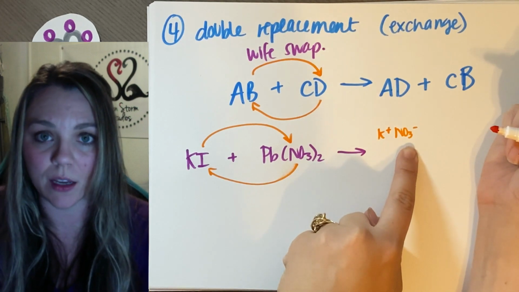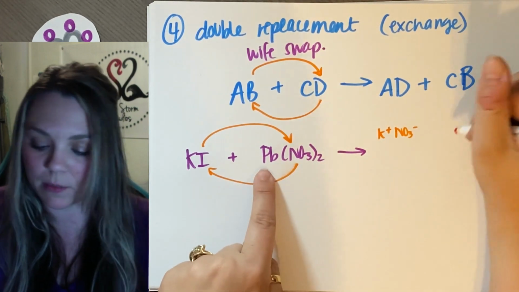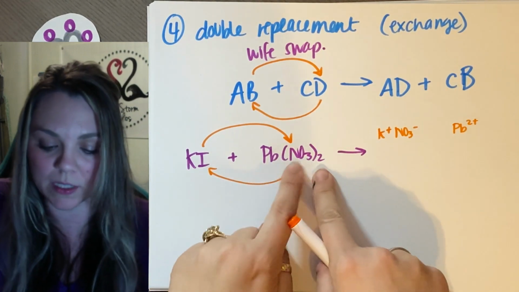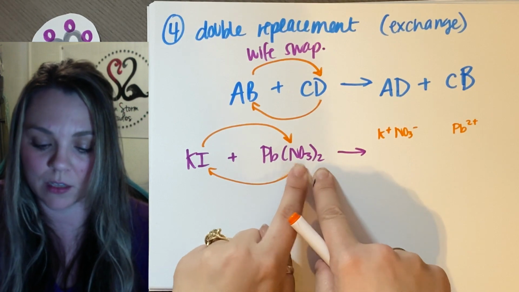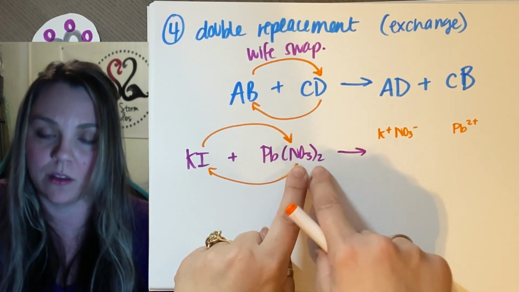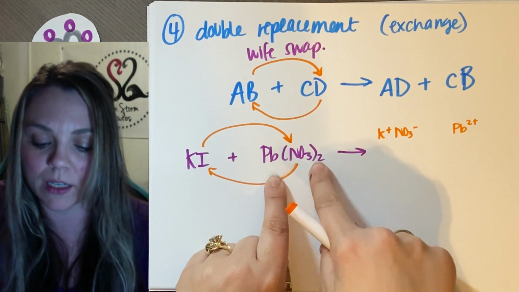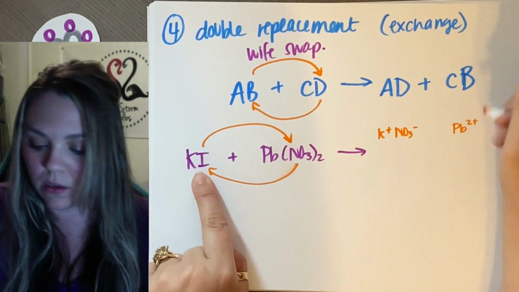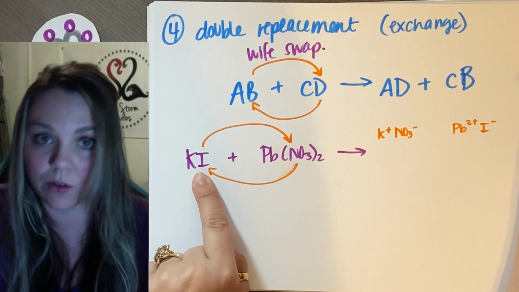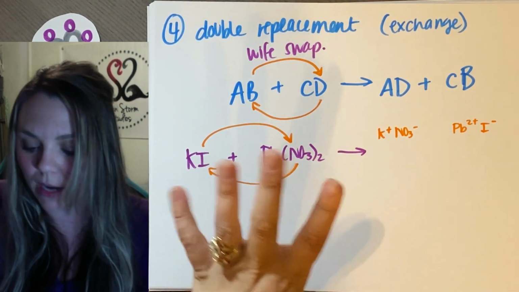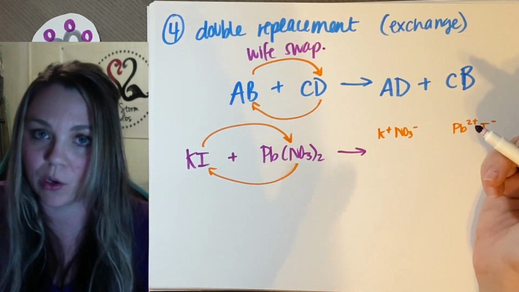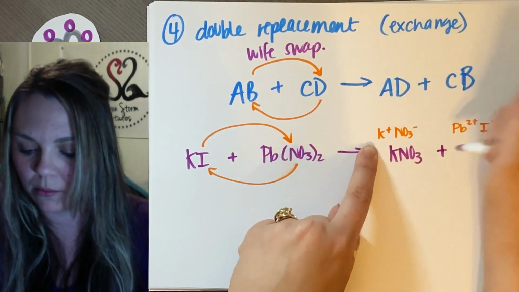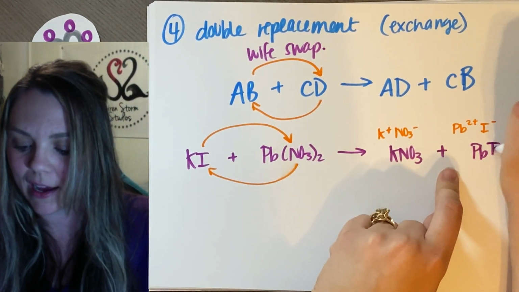Take the time to write out the ions, okay? It'll help, I promise. Then you get lead with a 2+, and you know this is 2+ because there were two nitrates. Okay, so nitrate is a 1-. There's two of them, so there's a total of 2 minus charges here, which means this lead had to be a 2+. So I have lead with a 2+, bonding with iodide, which is a 1-. Okay, so now I can make my appropriate and correct ionic compounds here. So this will be KNO3 plus PbI2.